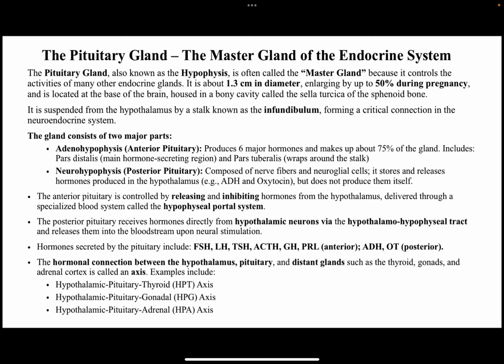So that kind of hormonal connection from the top, to the pituitary gland, to the distant gland, is what we call the axis. And we have several of these connections. We have the hypothalamic-pituitary-thyroid axis, the hypothalamic-pituitary-gonadal axis, and then the hypothalamic-pituitary-adrenal axis.